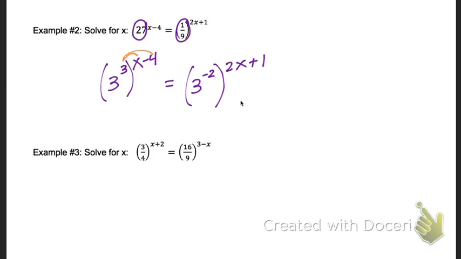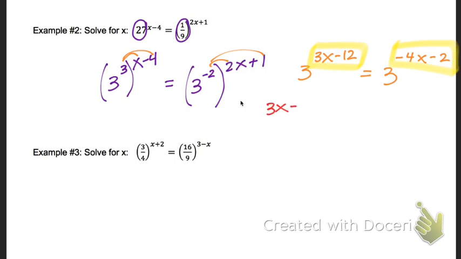Second step is I now multiply them. So 3 to the 3x minus 12 equals 3 to the negative 4x minus 2. And then what do I do next? Set exponents equal to each other and solve. So x equals 10 over 7.